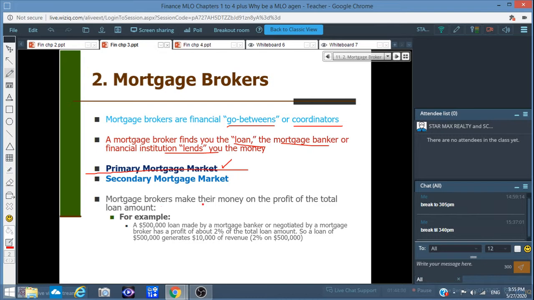Mortgage brokers make their money on the profit of the total loan amount. Loan amount, okay, not purchase amount.